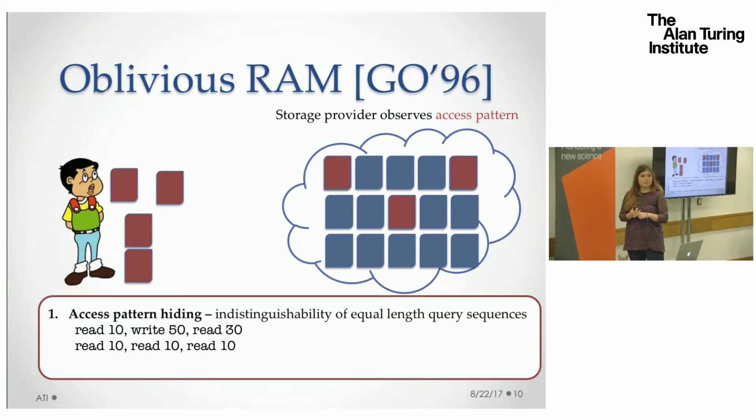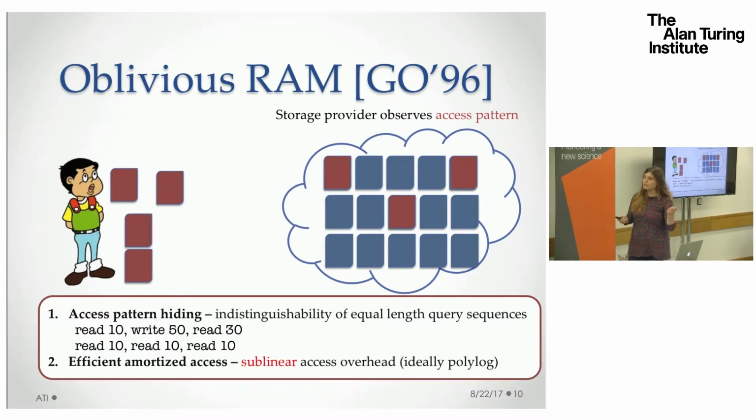And note that just having this requirement, there is a trivial solution for this. Every time you need to access something from the database, just read through the whole database. So to make this problem non-trivial, we need to state the second requirement for such constructions, which is efficiency. And this efficiency requirement says that we want a protocol that has complexity sublinear in the size of your database. And ideally, we really want a solution that's polylogarithmic.